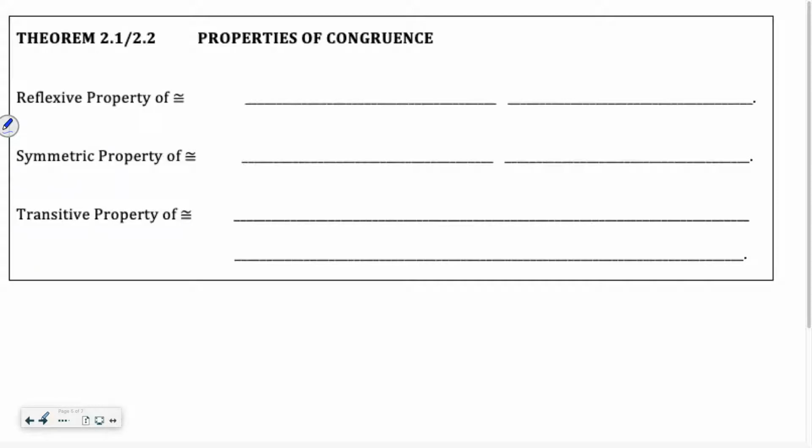All right, so if you flip over to the back side, we're going to quickly talk about these theorems or these properties because we talked about them on Tuesday. So reflexive property of congruence. All that means is something is congruent to itself. So like segment AB is congruent to segment AB. Or angle C is congruent to angle C. So remember, look in the mirror, you see yourself in the mirror, the same thing. So reflexive property is like a reflection in the mirror. It's the same thing.